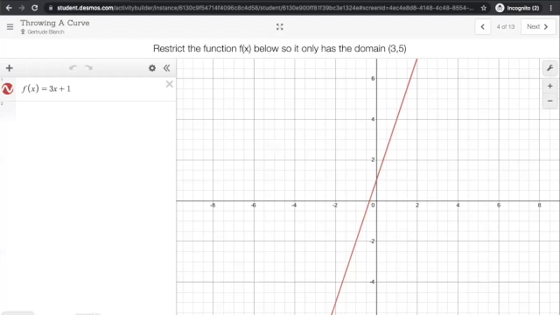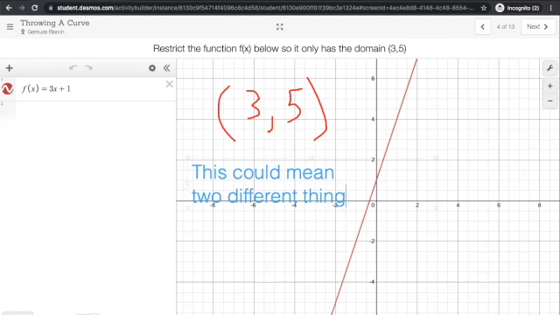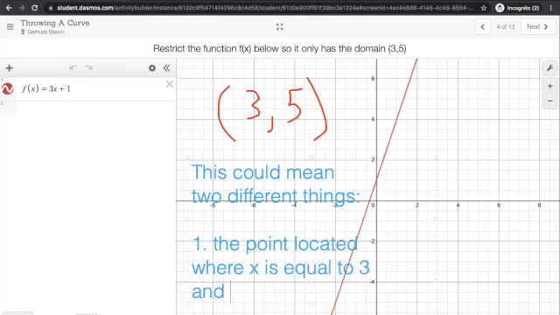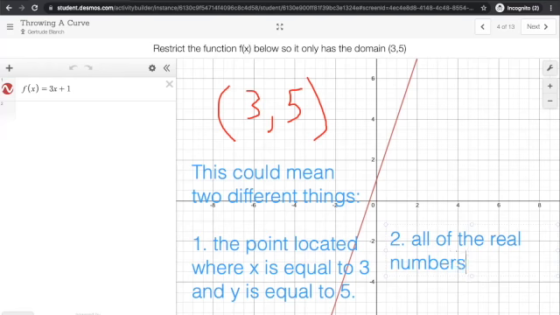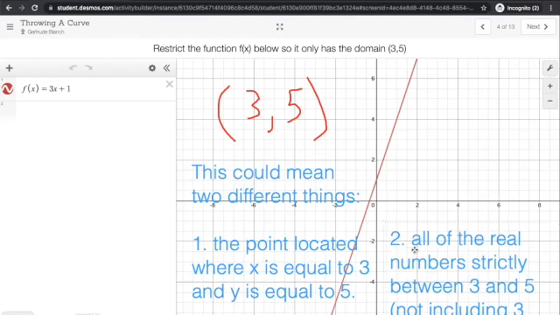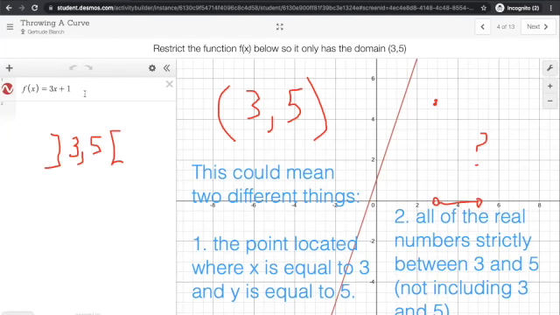People also use round braces or parentheses, and this is really unfortunate. Why? This is a bad design choice. It's not that it's incorrect. Yeah, this looks like a point. So when you see this, it could mean two different things. It could mean the point located where x is equal to 3 and y is equal to 5. Or it could mean all of the real numbers strictly between 3 and 5, so not including 3 and 5. Does this ambiguity bother anyone else? It bothers some mathematicians nowadays, but the way I express this is x strictly between 3 and 5.